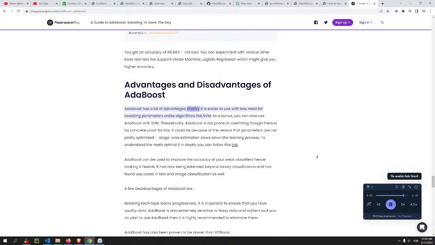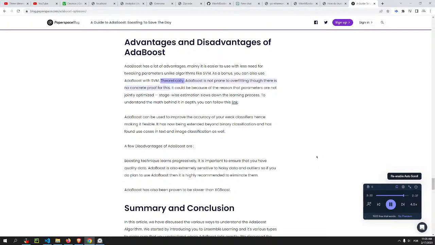AdaBoost has a lot of advantages. Mainly it is easier to use, with less need for tweaking parameters, unlike algorithms like SVM. As a bonus, you can also use AdaBoost with SVM. Theoretically, AdaBoost is not prone to overfitting, though there is no concrete proof for this. It could be because the parameters are not jointly optimized. Stage-wise estimation slows down the learning process.